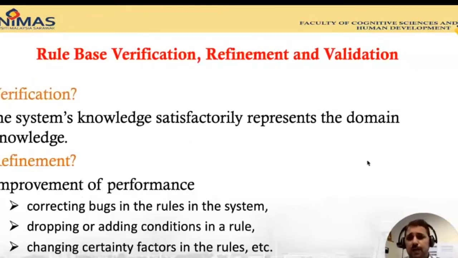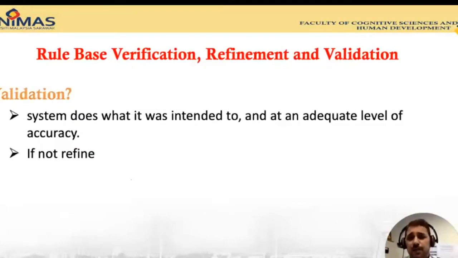So what is verification? We will think about whether the knowledge base actually represents the domain knowledge completely or not. If the domain knowledge is not totally represented in the knowledge base, then you will have to refine. So what to refine? You will correct bugs in the rules. What type of bugs and what the possible issues are, we will discuss later on. Then maybe drop or add some conditions in the rule. You can add new conditions, delete some conditions, or change the uncertainty factor. These are the different things that we can refine, and after that we will validate the system.